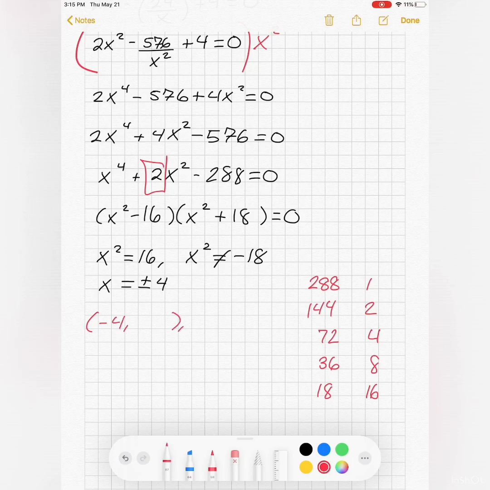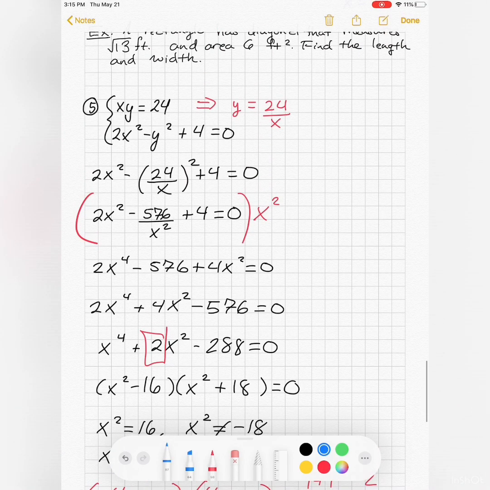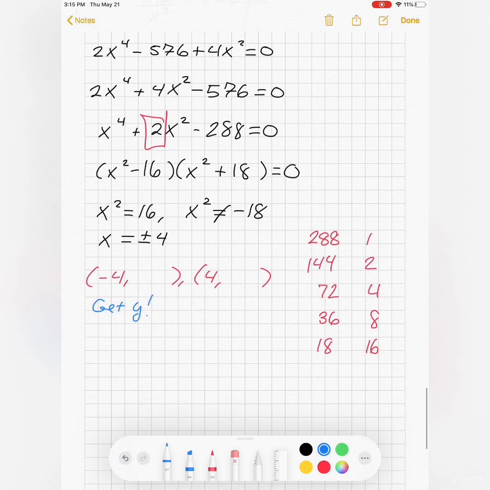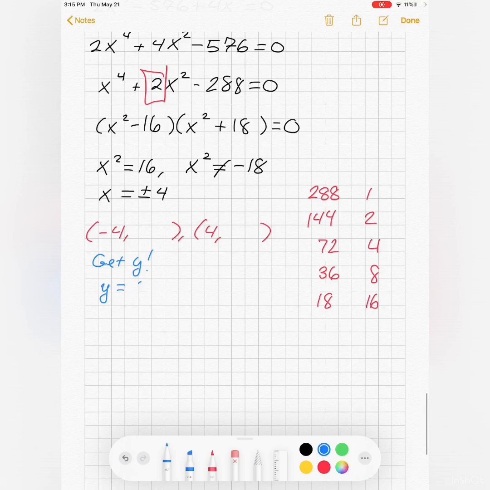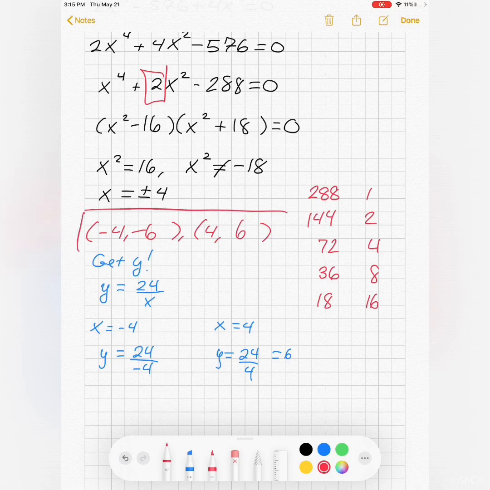So now I have my x's. Let's get my y's. I think this would be the simplest equation to use. I know y is equal to 24 over x. So if x is, say, negative 4, y would be negative 6. And if x is positive 4, y would be 6. Okay, so it looks like I have 2 solutions.